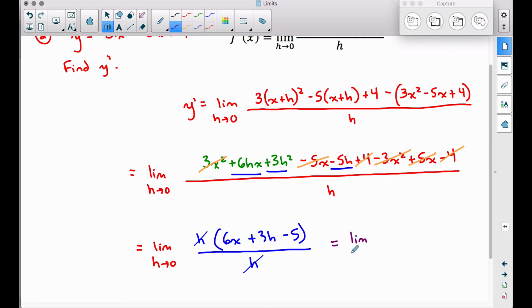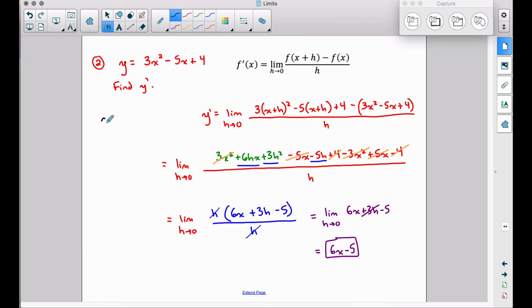We have the limit as h approaches 0 of 6x plus 3h minus 5, and if you plug 0 into this now, which is totally fine, 3 times 0 knocks out this 3h term, so we are left with 6x minus 5. This is our limit as h approaches 0, but it also turns out we want to find y prime. Well, y prime is going to be that 6x minus 5. This is our derivative function. This is the slope of a tangent line in relationship to this particular quadratic.